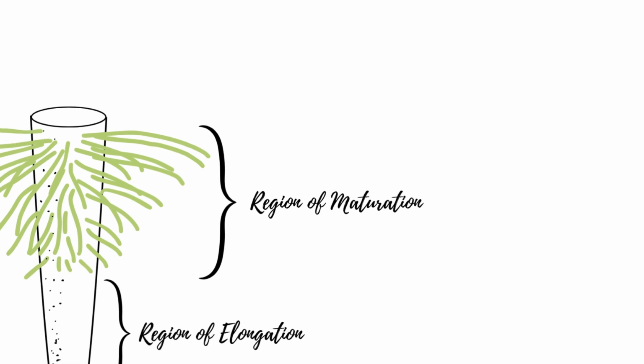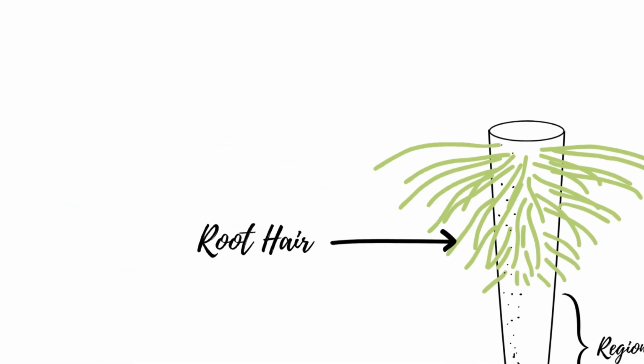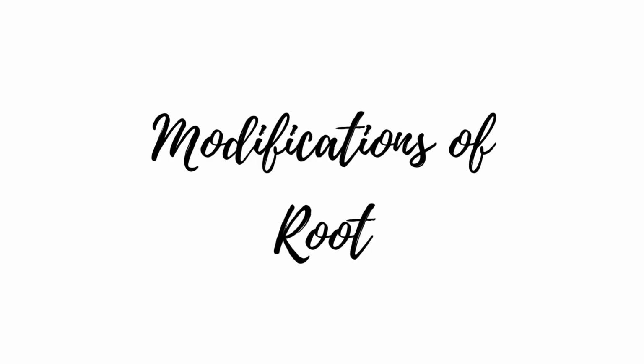Region of maturation or root hair zone. The region just above the elongation zone is called the region of maturation. This is where the cells become mature and differentiate into various tissues. Most importantly, this region develops tiny thin structures called root hairs. Root hairs greatly increase the surface area for absorption, allowing the plant to absorb maximum water and minerals from the soil.